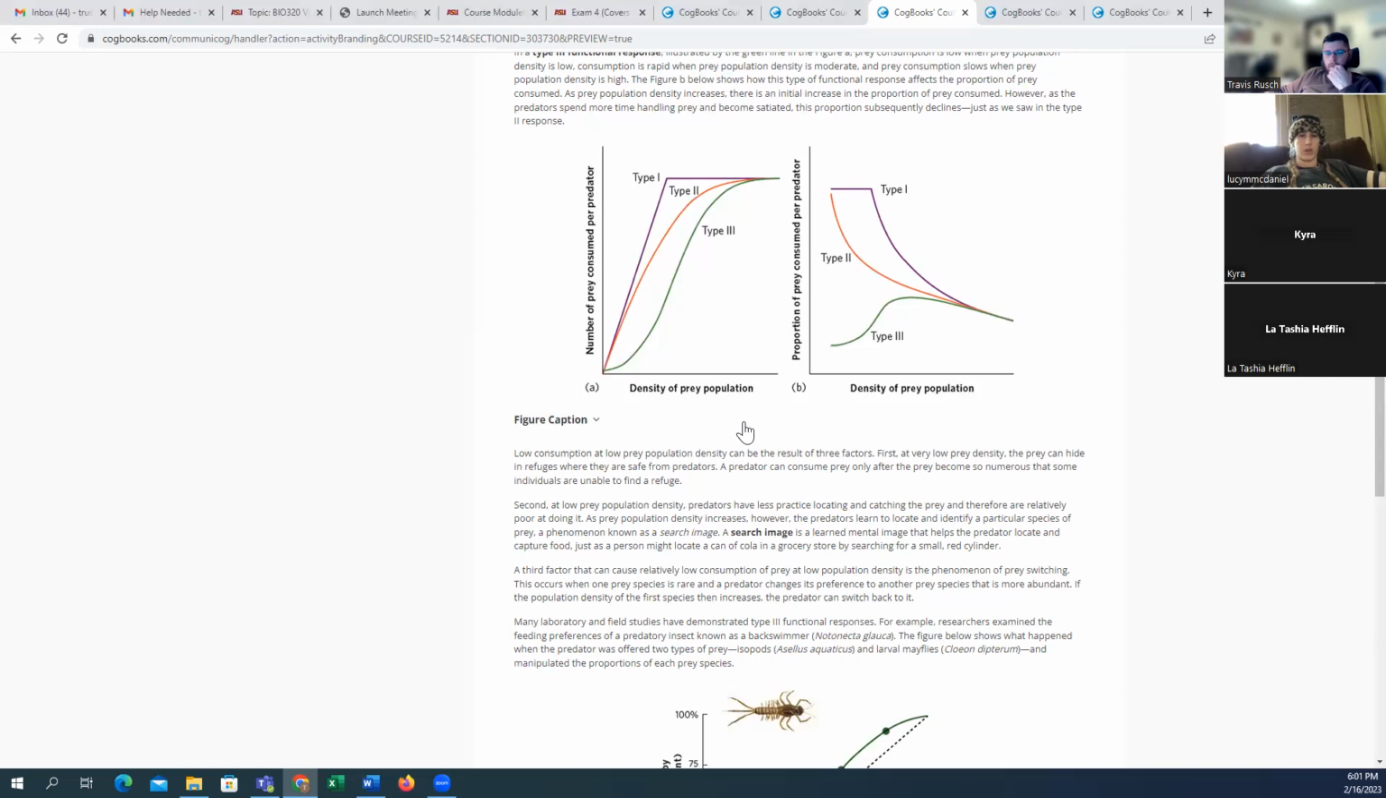So then for the type 1 at the beginning, it's eating everything? Like the 5 out of 5? Possibly, it doesn't have numbers on here. It could be 5 out of 5 if it's super efficient. It could be 4 out of 5. It's going to be a higher proportion, closer to 1.